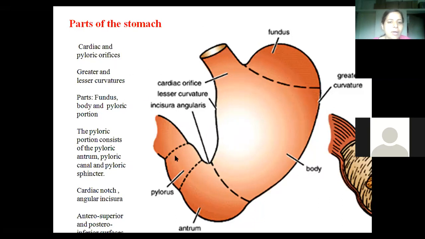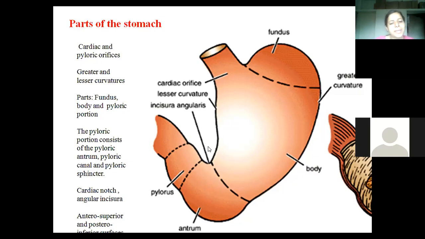So we have two orifices: the cardiac orifice and the pyloric orifice. The cardiac orifice is in continuation with the esophagus, the pyloric orifice in continuation with the duodenum. So fundus, body and pyloric portion. The pyloric portion has the pyloric antrum, pyloric canal and the pyloric sphincter. This is the cardiac notch, and we have the incisura angularis.